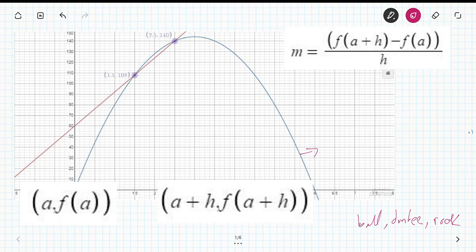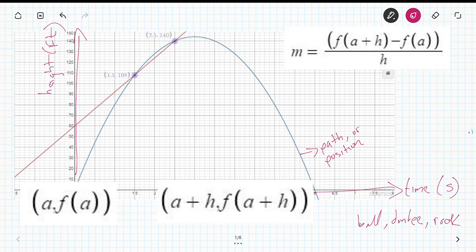So this function is nothing but the path or position of my object. Here I'm going to say that the y-axis is going to be the height, and the height is being measured in feet. And my x-axis is going to be my time, and it's going to be measured in seconds.